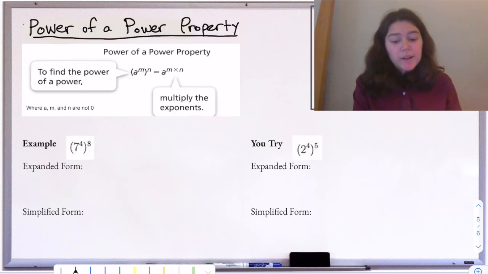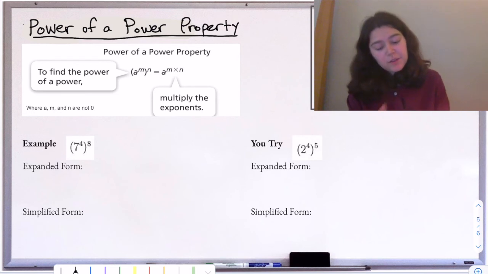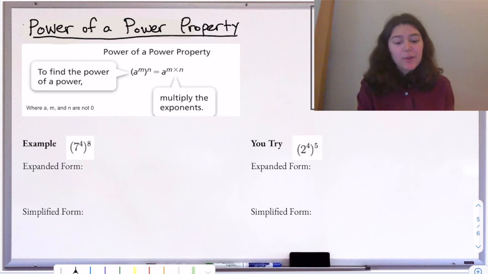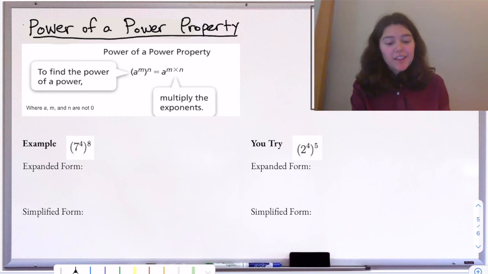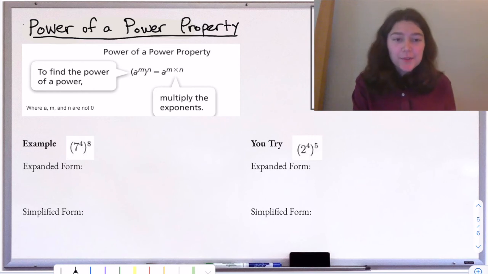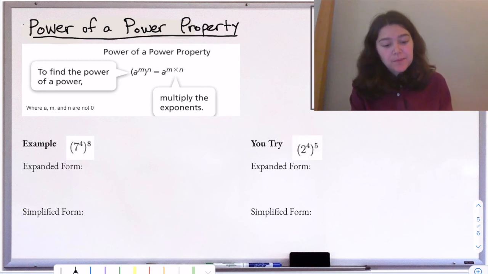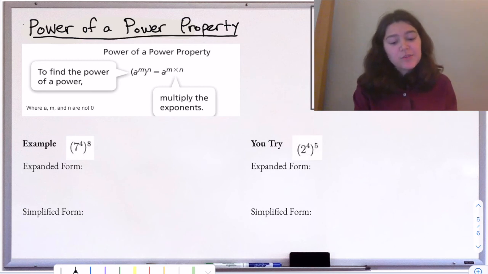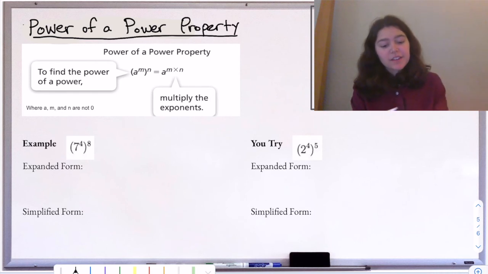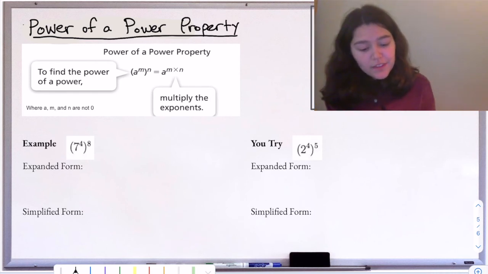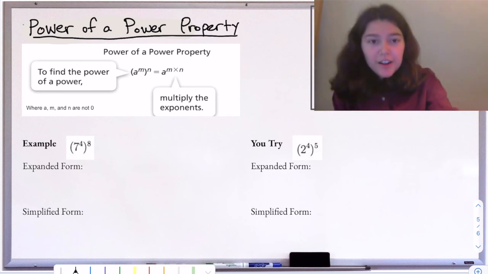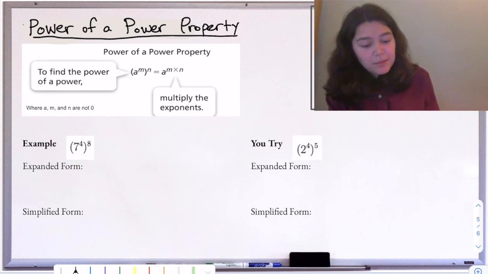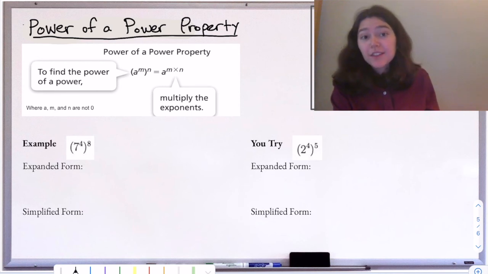All right, and we have one last rule called the power of a power property. In this case, we see our example, we have 7 to the power of 4, that's a power, and then we raise it to another power. In this situation, the rule is that we just keep the base and we multiply the exponents. So let's see how that works out here. It's very long to write this entire thing out in expanded form, but I'll give you a sense of it.